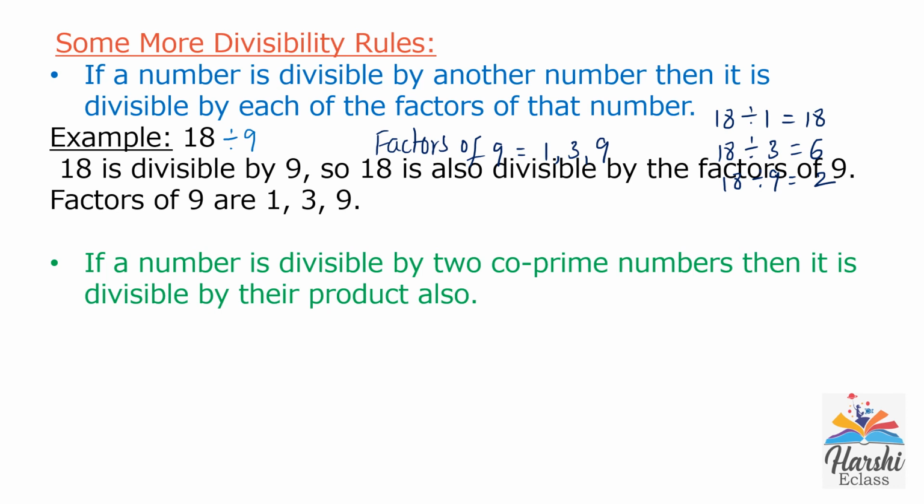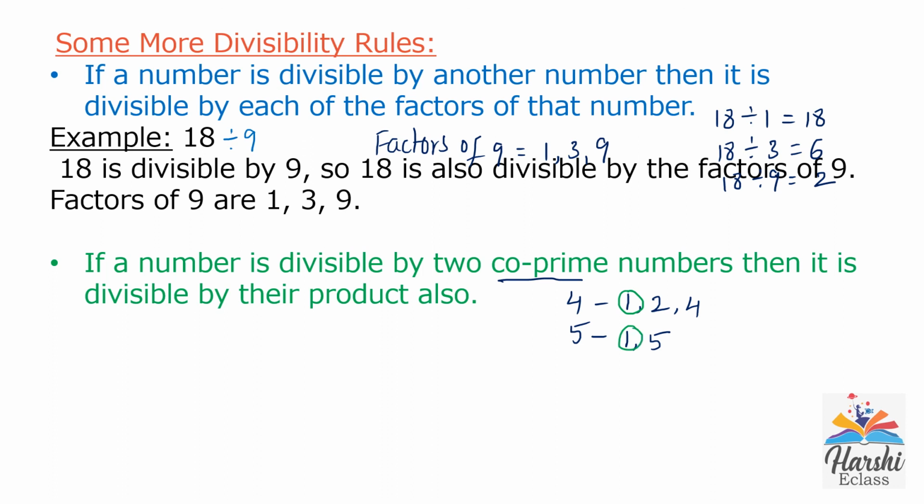Here two co-prime numbers. Co-prime numbers means the numbers which have only one as a common factor. For example, 4 and 5. The factors of number 4 are 1 4s are 4, 2 2s are 4, 4 1s are 4. Factors of number 5, 1 5s are 5, 5 1s are 5. What is the common factor? Common factor means the factor which comes in the factors of both the numbers. Here 1 is the common factor.